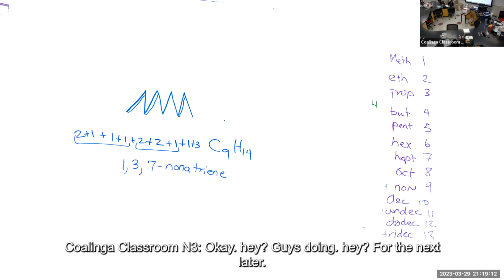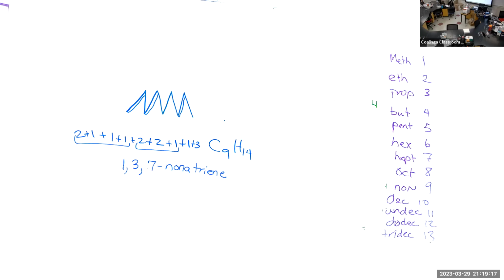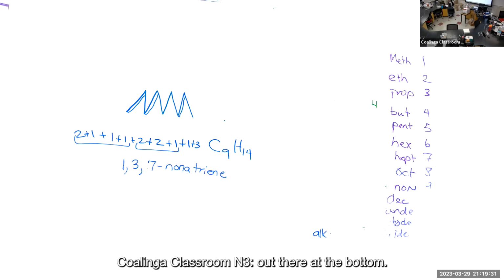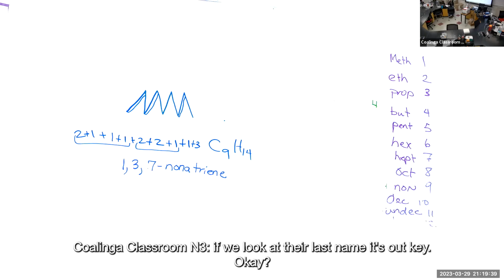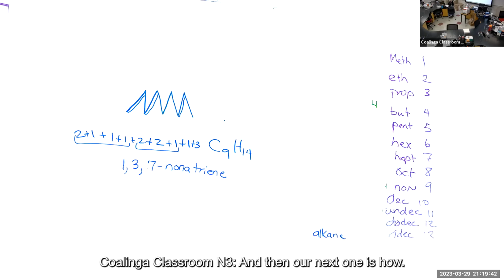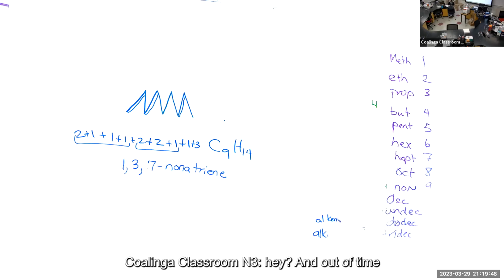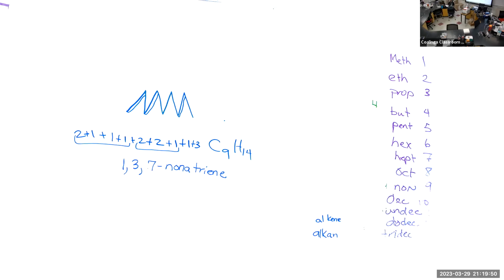Okay. How you guys doing? Ready for the next layer? It always gets better. Okay, I get it now. Okay. So. Alkanes at the bottom. Okay, so that means they have the least priority, right? Meaning that when we look at their last name, it's alkane, okay? And then our next one is alkene, and alkyne.